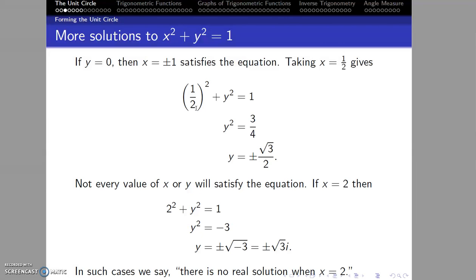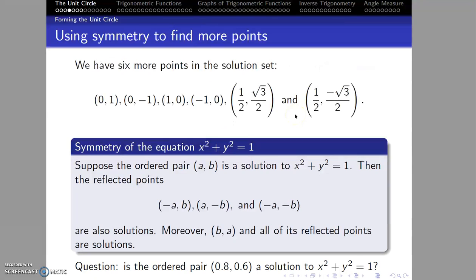Now, not just any value we want, we can stick in and get a solution out. For instance, if I take x equal 2, that would mean that y squared is negative 3. Y has to be plus or minus root 3i, which is not a real number, which is fine in and of itself, but for this class, we want real solutions, we want real valued functions, so there is no real solution when x equals 2. That would not be part of our solution set. That's fine too. Right, so we have now quite a few points, right? We've got these four, 0, 1, 1, 0, etc., etc. And we've got now a half, root 3 over 2, a half, negative root 3 over 2.